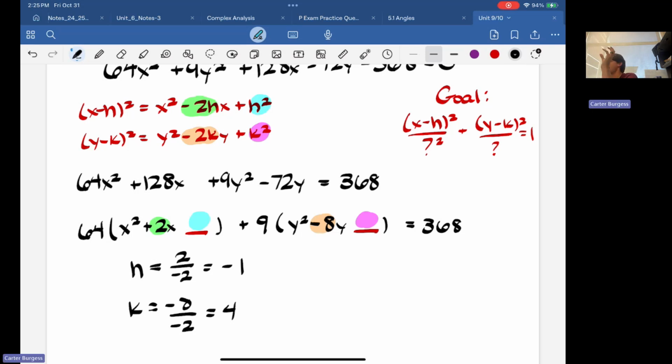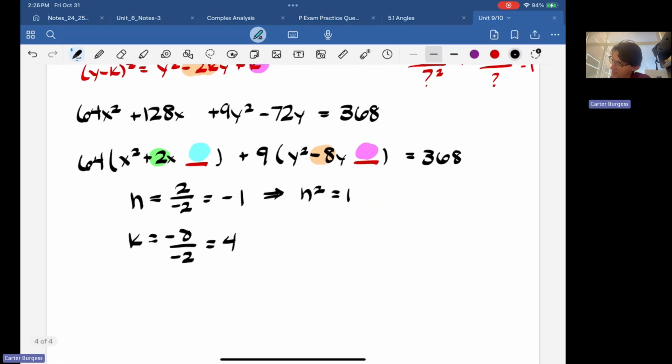What then am I missing to fill in these red blanks, to fill in the blue, to fill in the pink? I'm missing the squared versions of h and k. So if h is -1, what is h squared going to be? That's just 1. And if k is 4, what is k squared going to be? 16. So into my blue, I need 1, and into my pink, I need to add 16.